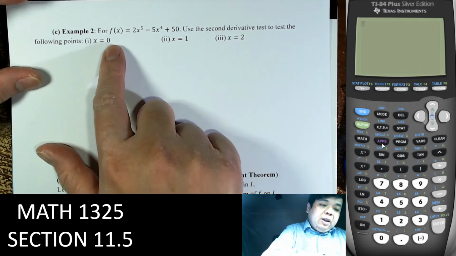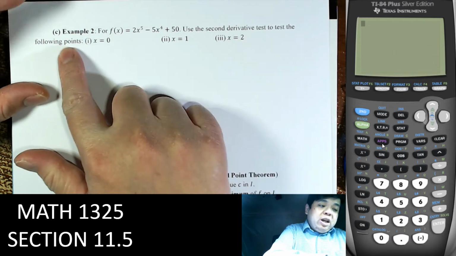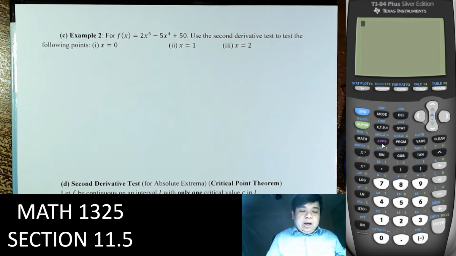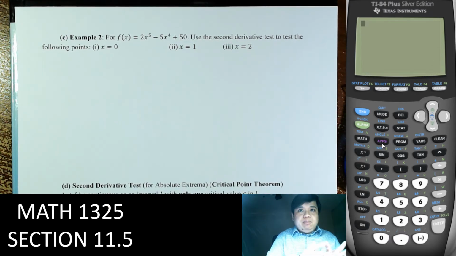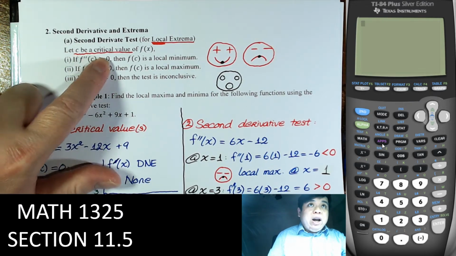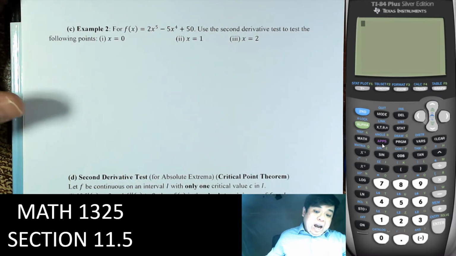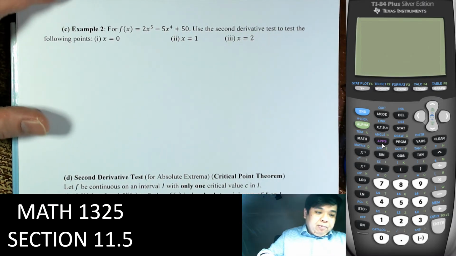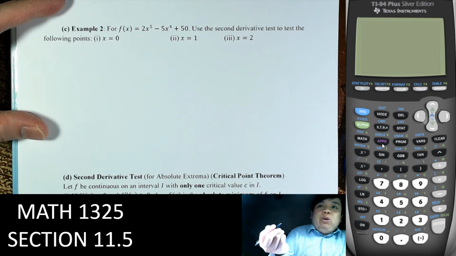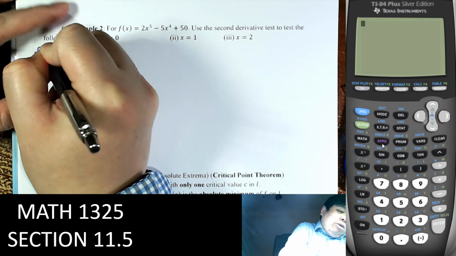Next, for this function, use the second derivative test to test the following points. Right, notice that these points may or may not be the critical values. If we use the second derivative test, we require them to be critical values, which those points may or may not be. So we have to check it first. Since we use the second derivative test, that means we have to use the first derivative anyway.